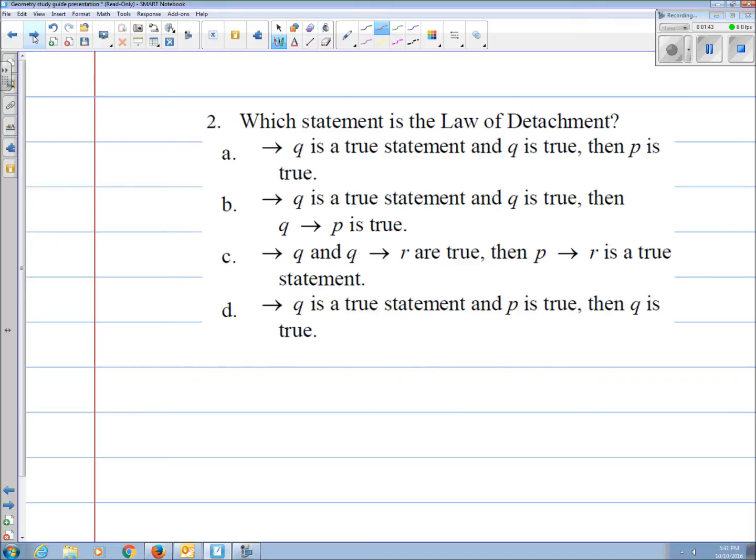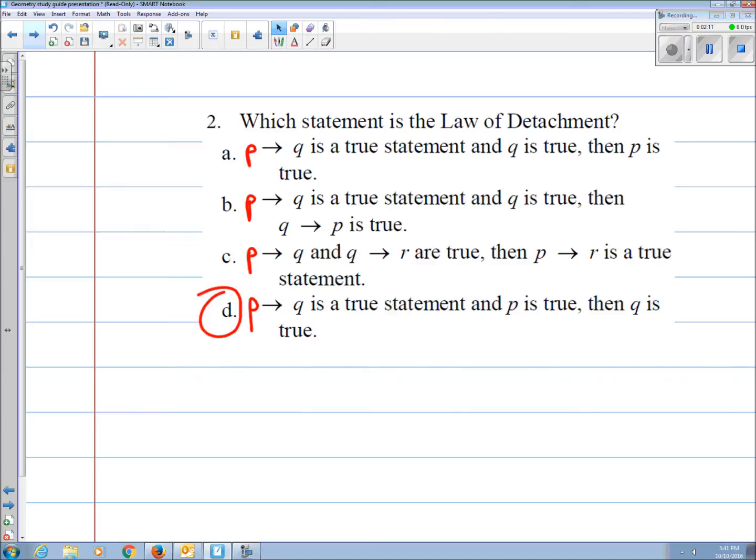Number two, which statement is the law of detachment? It's a little different. This on your study guide is missing the P's. This is supposed to be P's right here. I'm sorry that didn't print. So it basically says if the conditional statement is true, and then you come back and tell me that the hypothesis part is true, then we can conclude that Q must be true. So in that case, this is D.